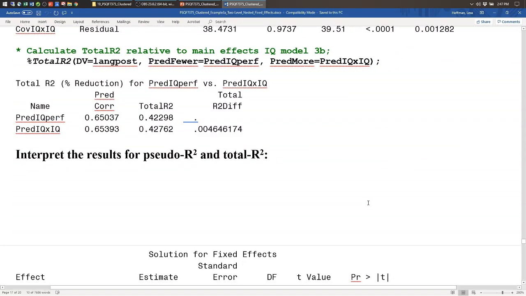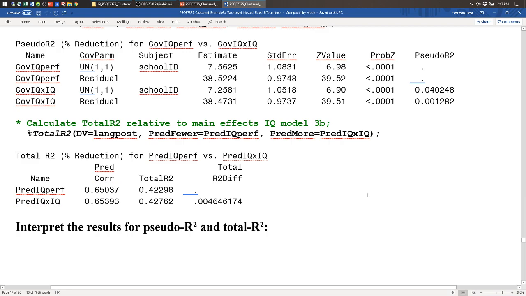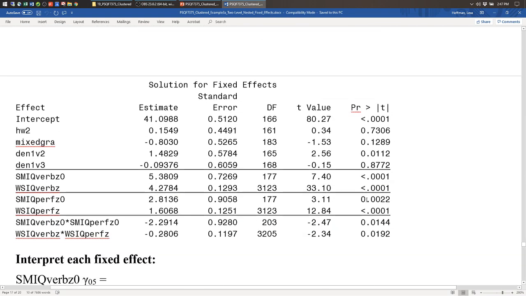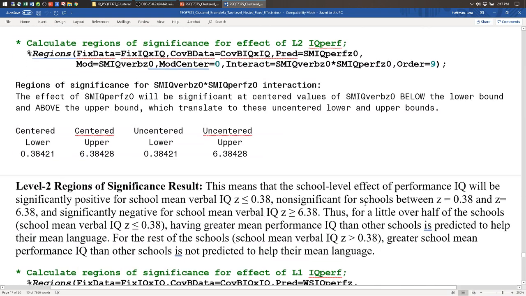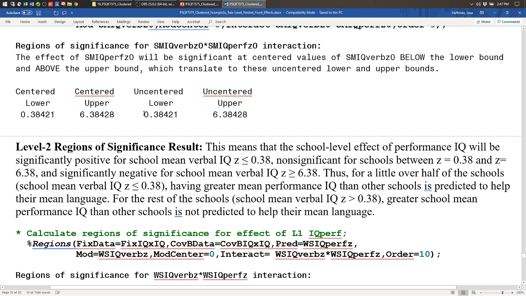Yeah, I don't sell my macros, right? There's a reason: it's buyer beware. But I make them work well enough within the confines of my programming ability. So what does this mean? I have a lower bound of 0.38 and an upper bound of 6.